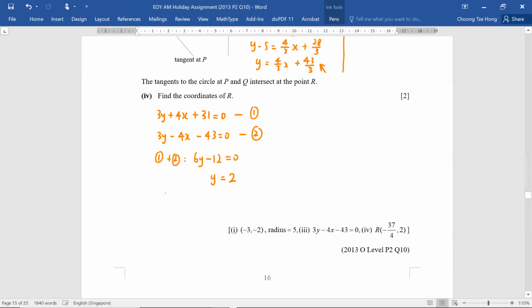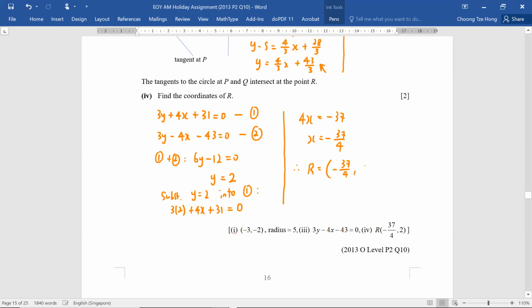Now substitute y equals 2 into equation 1. What we'll get is 3 times 2 plus 4x plus 31 equals 0. Continuing over here, 4x equals, so 6 plus 31 is 37, and you bring it over, you get negative 37. So x will be negative 37 over 4. Therefore R will be negative 37 over 4, and y will be 2.